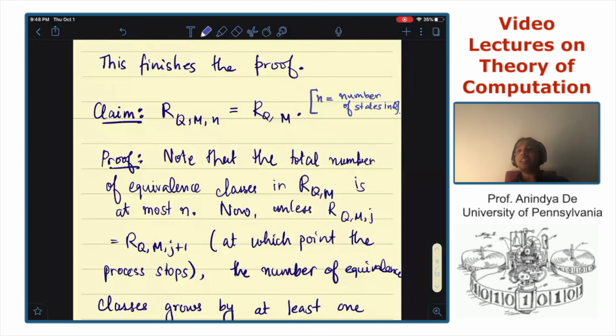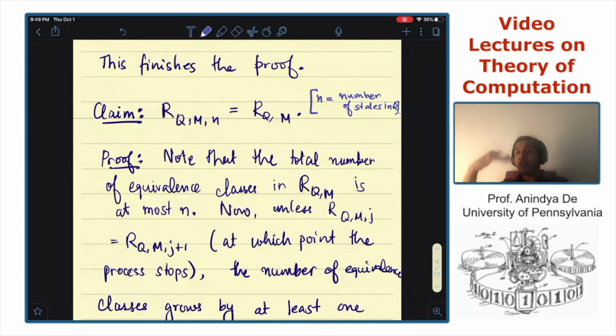Now, observe this is an equivalence relation on the states of the DFA. So you cannot have more than n equivalence classes. So this means that as we go from R_{Q,M,0} to R_{Q,M,1} to R_{Q,M,2} and so on, either within the first n steps at some point two successive equivalence relations are the same, and then you know that there is nothing more up the hierarchy, or each time a new equivalence class is created.